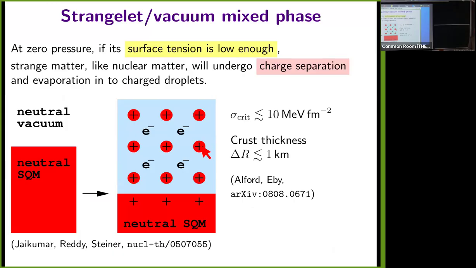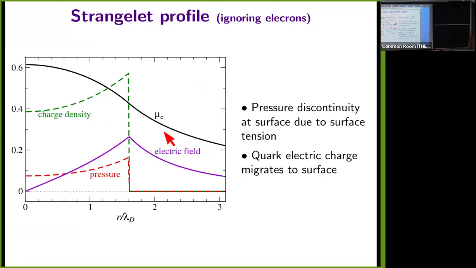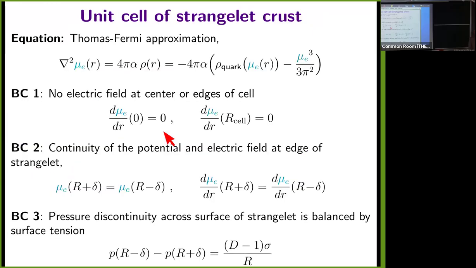Yes, included. When you do the calculation of the energy, you draw a unit cell with one strangelet in the middle. It really ought to be a cube, but that's going to drive us crazy, so we treat the unit cell as a sphere. Then in that unit cell, you solve the Thomas-Fermi equation for the charge distribution with a strangelet blob in the middle and electrons outside, and you have various boundary conditions. There's no electric field at the center, and no electric field at the edge of the cell. The potential and the electric field at the surface of the strangelet are continuous.